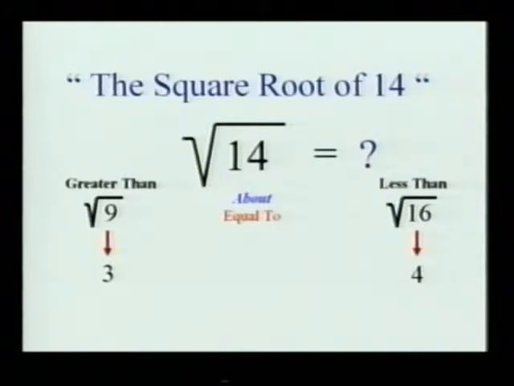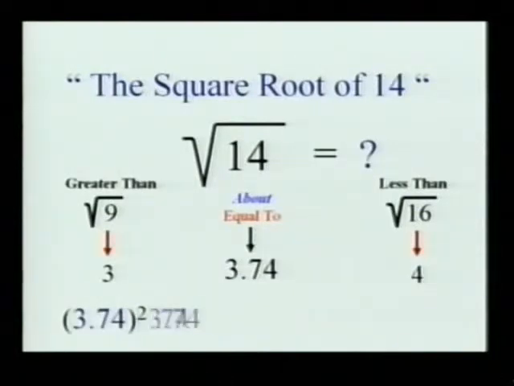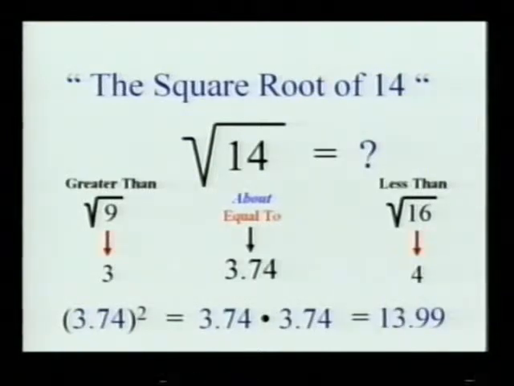Well, the square root of 14, I hope you believe, is about equal to 3.74, and I just took a guess there. I know it's more than 3.5, because 14 is closer to 16 than it is to 9, so my guess was something bigger than that. But this is only an estimate. Because if we square 3.74, multiply it by itself, what do we get?